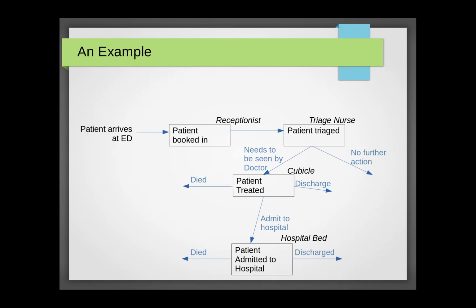So this might be an example model where patients are arriving at your ED, they get registered, they get triaged, they might have no further action taken, or they might be treated, and then they might get admitted. And at each stage, we've got various resources. So we've got receptionists that are booking patients in, nurses who are triaging, etc. And there's different ways in which they might flow through that system.